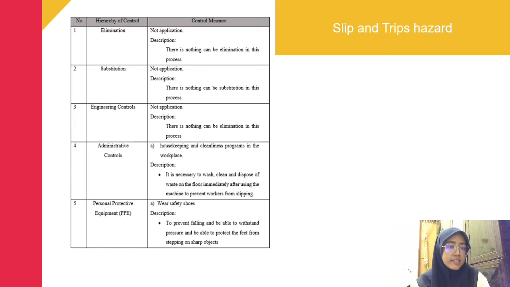To control this hazard, a housekeeping and cleanliness program in the workplace is needed. The description about this is that it is necessary to wash, clean and dispose of waste on the floor immediately after using the machine to prevent workers from slipping. For personal protective equipment, we must wear safety shoes to prevent falling, to be able to withstand pressure, and to protect the feet from stepping on sharp objects.